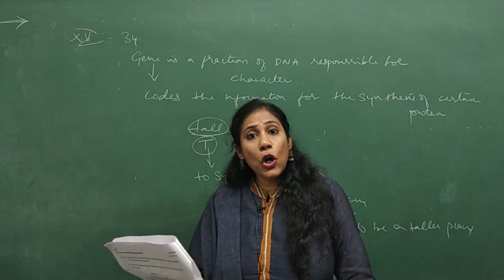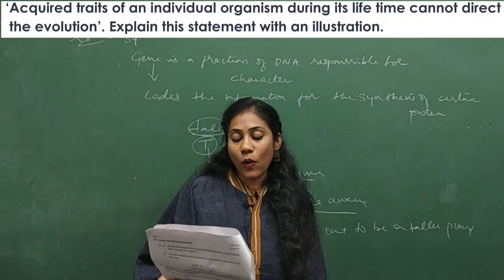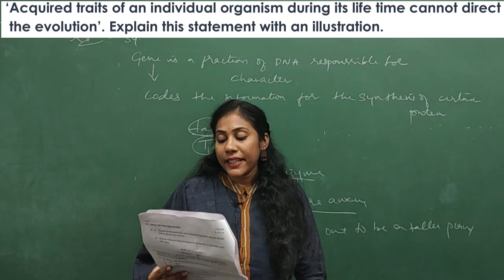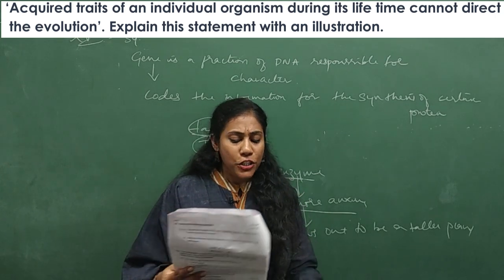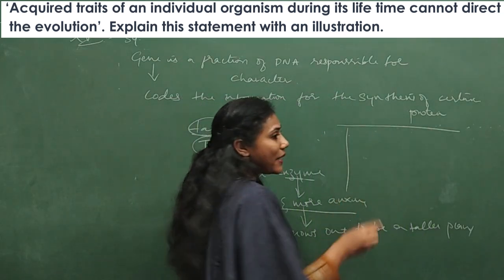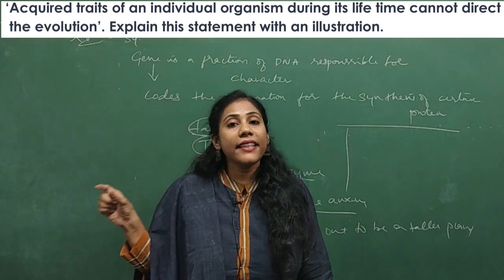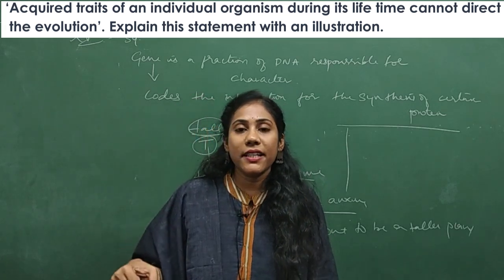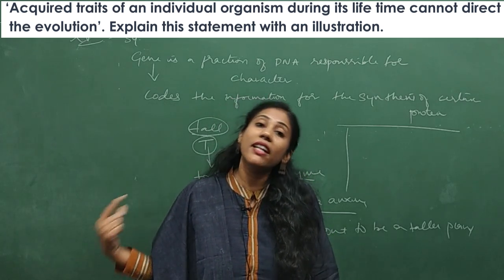Okay, and there is an OR question here, and there is also an OR question. Acquired traits of an individual organism during its lifetime cannot direct the evolution. Explain this statement with an illustration. So what do you mean by acquired traits? Acquired traits in the sense are traits that we get during our lifetime. We don't get these traits, traits are nothing but characters, we don't get these characters from our parents, isn't it?